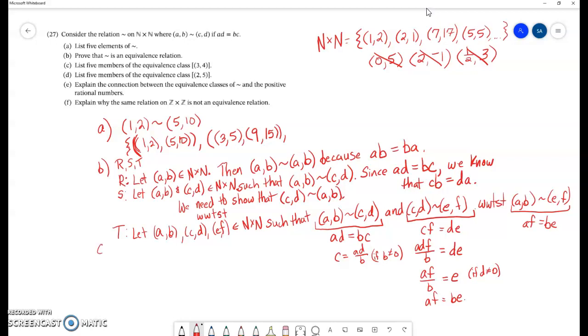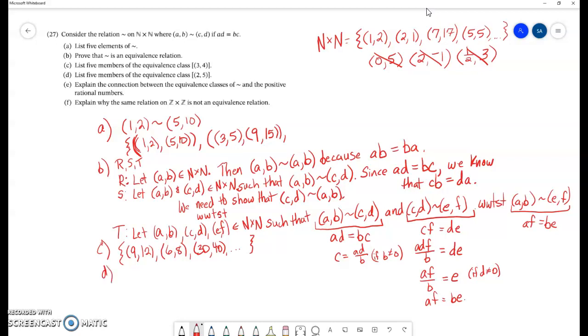And then five members of the class [3, 4]. So if we want to be in [3, 4], let's just take, I don't know, let's take 9, for example. We know that 9 times 4, 36, has to give us 3 times some number, which would be 12. So (9, 12) would be in the same equivalence class. We could also do (6, 8). We could do (30, 40). There'd be several examples there, as long as it follows this rule right here.